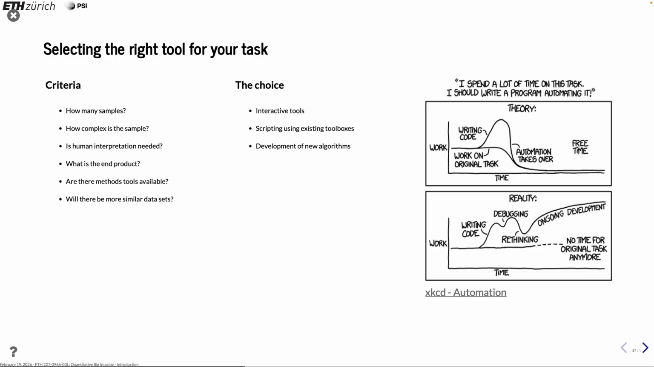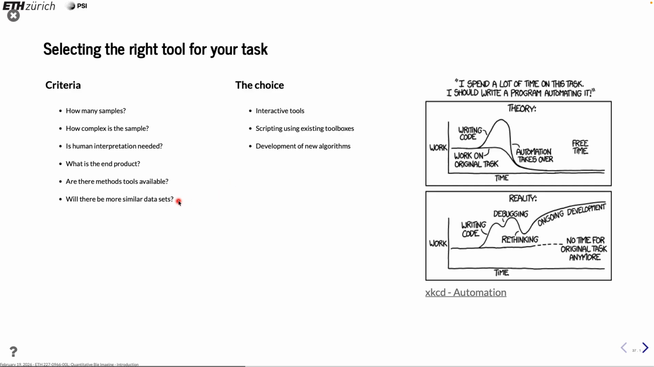And finally, you also have to select the right tool for your task. It depends on different criteria. So for example, sorry, it's very small text. How many samples you have? That's the first choice if you want to go to doing manual clicking around, or if you want to have some automated scripting. How complex the sample is, how much human interpretation or domain knowledge do we need to put into the analysis of each image, not on the higher level, but really going into each image.